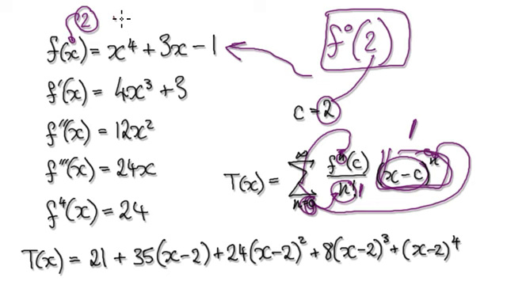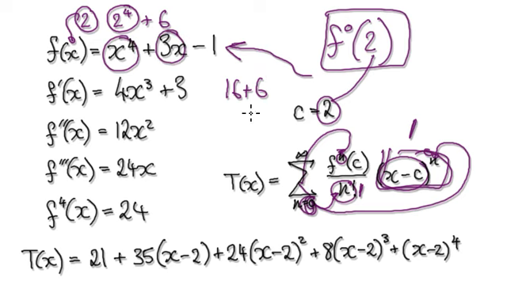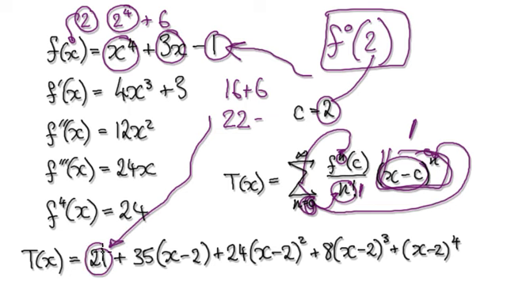Put 2 into here, so that will be 2 to the power of 4 plus 6. So this will be 16 plus 6. 16 plus 6 is 22, and then take away 1. That will be 21. So that will then give you 21.